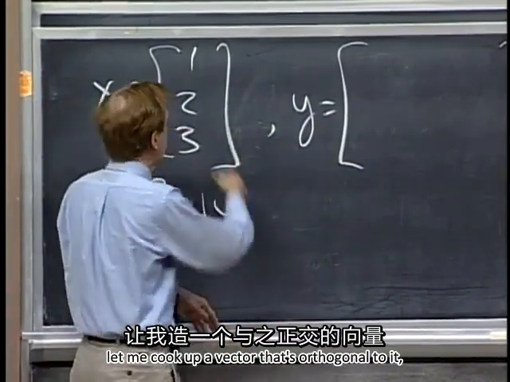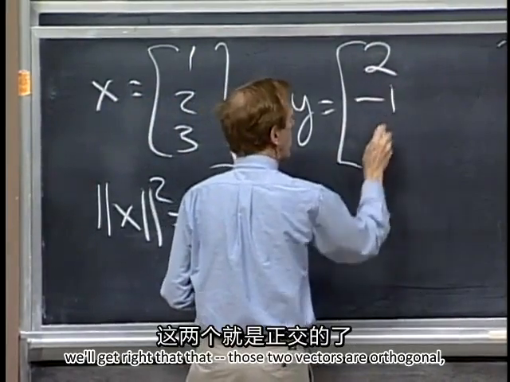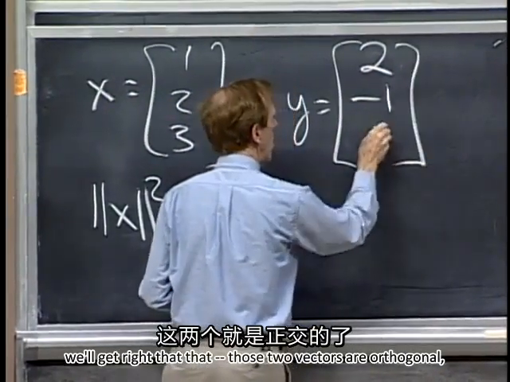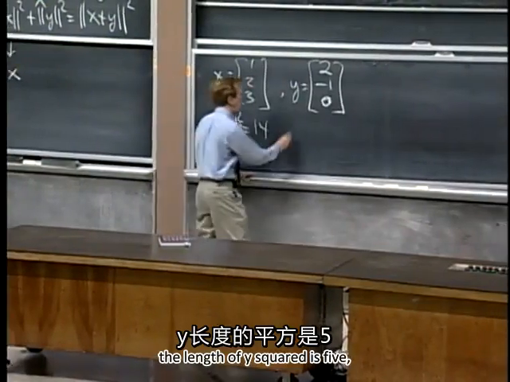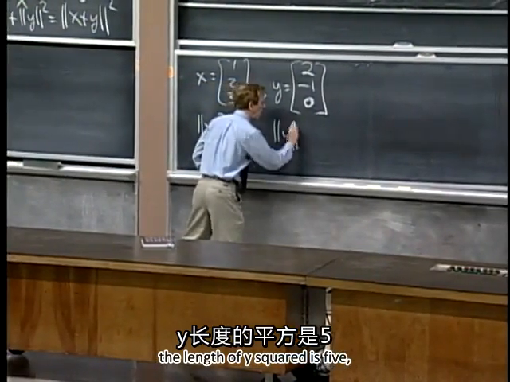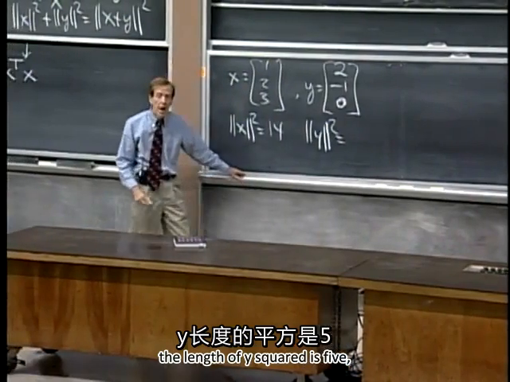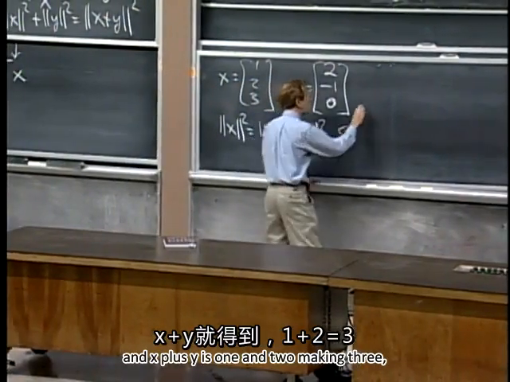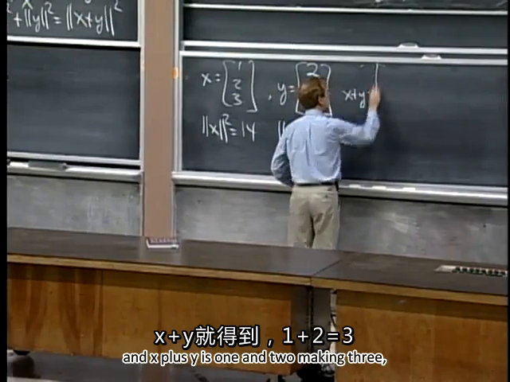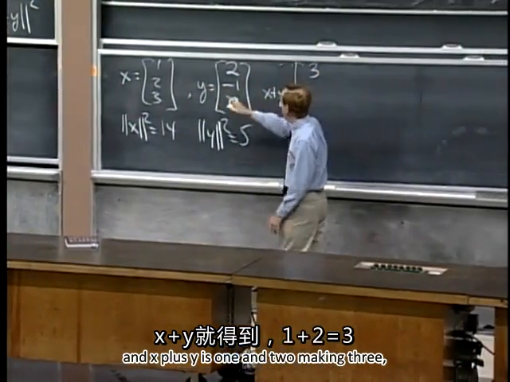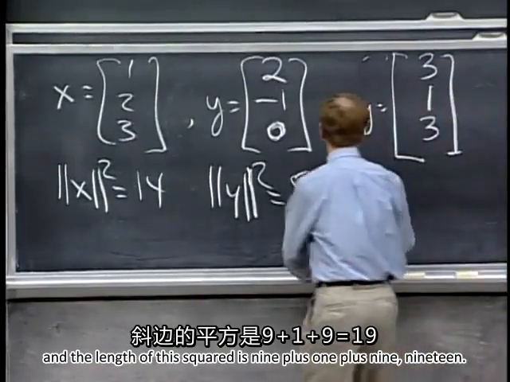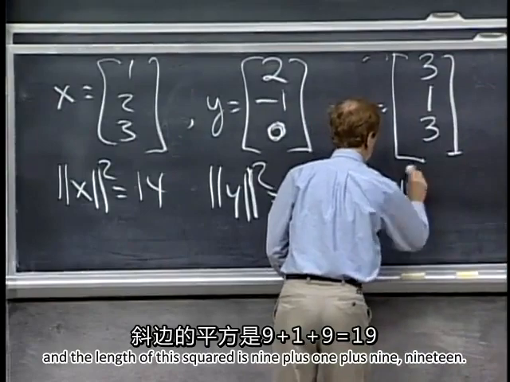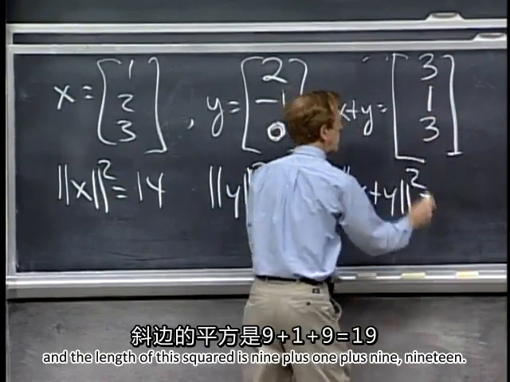Let me cook up a vector that's orthogonal to it. Right? Those two vectors are orthogonal. The length of y squared is 5. And x plus y is 1 and 2 making 3, 2 and minus 1 making 1, 3 and 0 making 3. And the length of this squared is 9 plus 1 plus 9, 19.